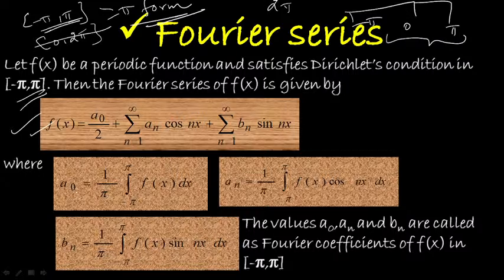So look at here, a0 is calculated by making use of the formula 1 divided by pi. Here the interval is from minus pi to pi, whereas for 0 to 2 pi you have lower limit 0 and upper limit 2 pi. That is the only difference. Okay. So 1 by pi integral minus pi to pi f of x dx. An is calculated by making use of the formula 1 divided by pi integral, here itself minus pi to pi. In 0 to 2 pi you have 0 to 2 pi.